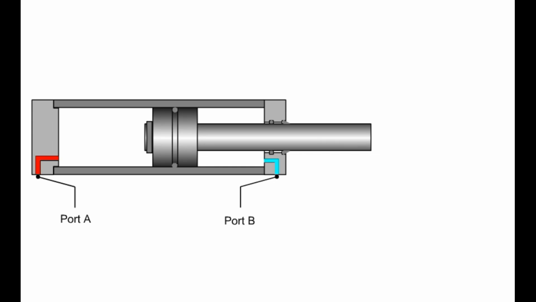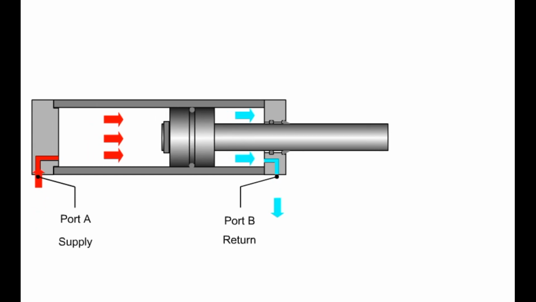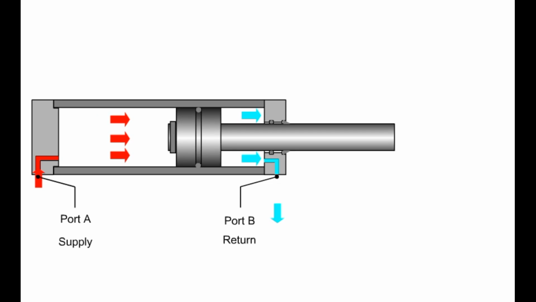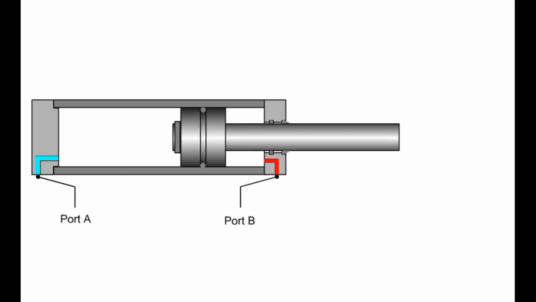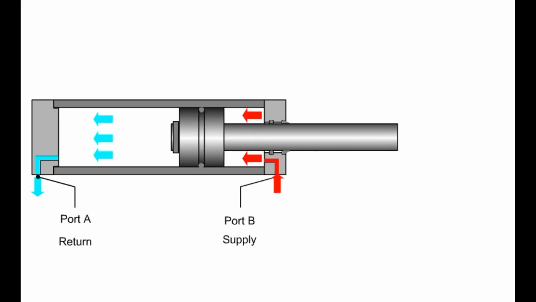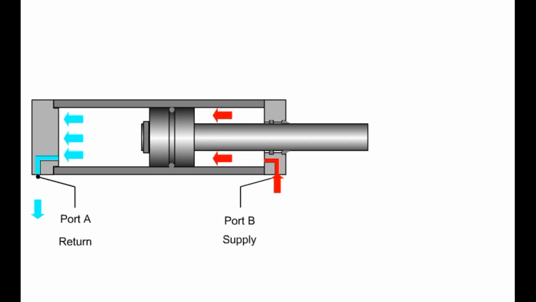During extension, hydraulic fluid is supplied to the cylinder from the hydraulic system via port A. Therefore, port A is the supply port and port B becomes the return port. During retraction, port B becomes the supply port and port A is the return port.